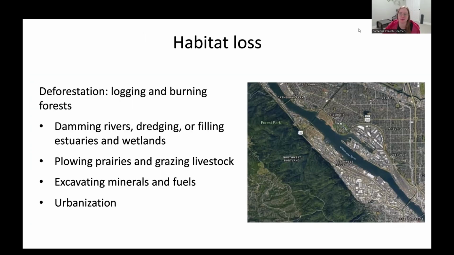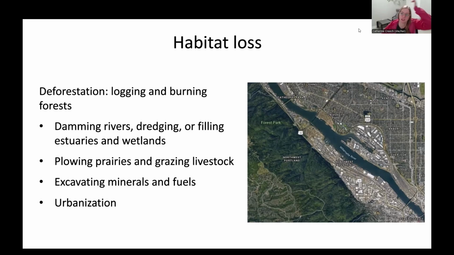Habitat loss is when you fully remove the habitat as opposed to break it into pieces or kind of degrade it. This is done by logging, by burning, by clearing area for agriculture, and it also involves dredging, damming rivers, filling estuaries, building places where we can put humanity or put the things that we need to keep ourselves fed. This is a big effect of urbanization, but also mining for minerals and fuels.